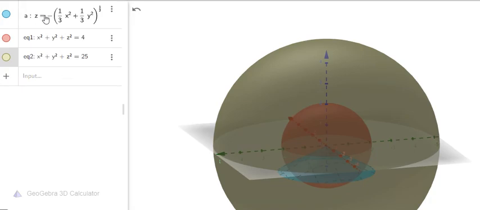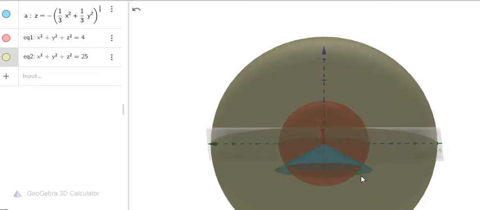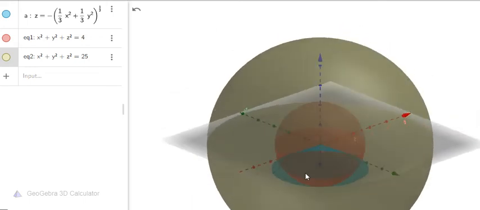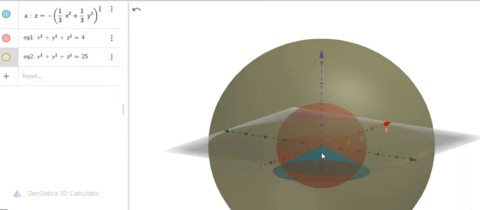Here is the graph of three equations. If we look carefully at the figure, we see the blue, that's the cone in here. The red is the sphere with the radius of 2, since the square root of 4 is 2. The square root of 25 is 5. So this is the big sphere and the small sphere in here.